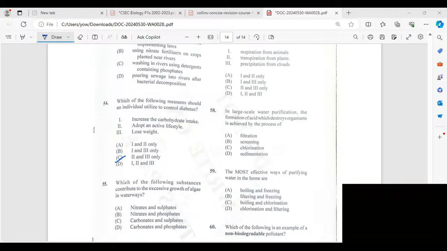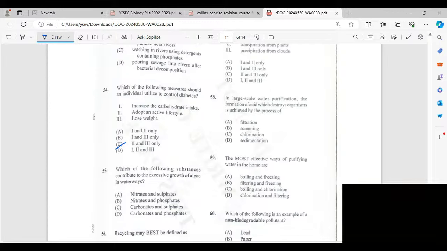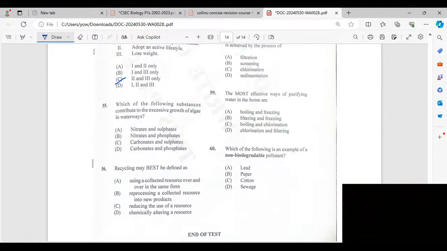All right. Let's move on. 55. Which of the following substances contribute to excessive growth of algae in waterways? Nitrates and phosphates. B. 56. Recycling may best be defined as what? Of course, it's reprocessing a collected resource into a new product. 56 would be B.